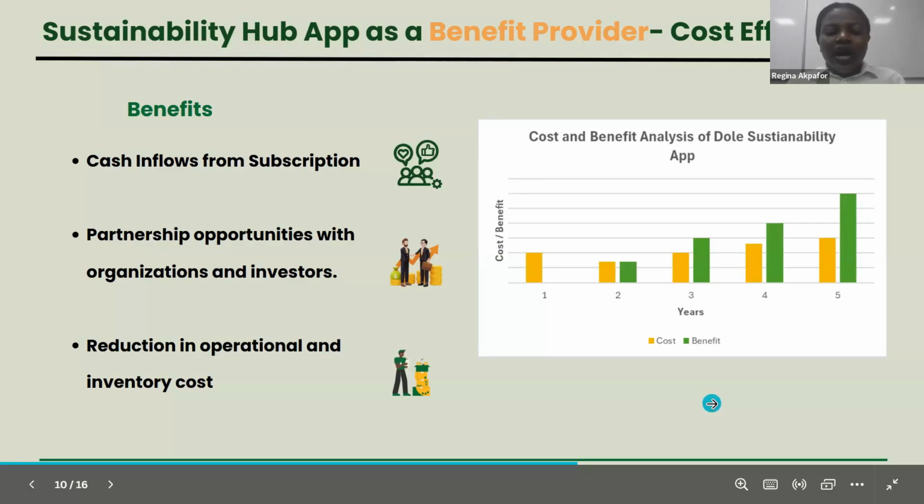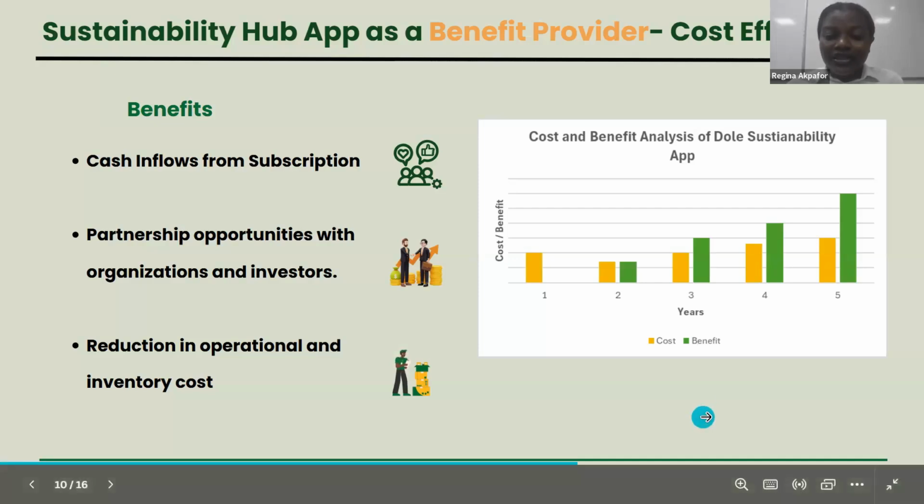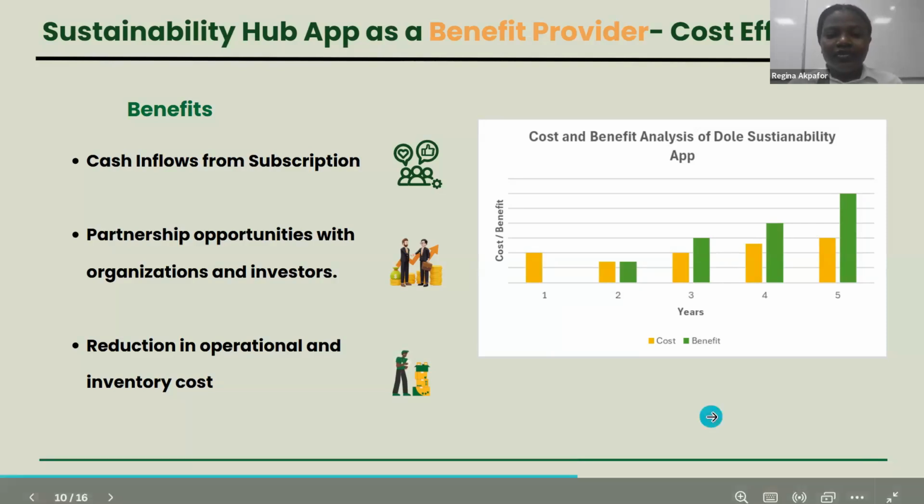Also, we believe that the usage level of a big business will not be the same as the usage level of a small retailer. So the subscription will be based on the sizes of the business. Also, because of the climate resilience aspect of our app, it will open opportunities for DOR to partner with organizations and investors who are more inclined toward climate resilience. And the last but not the least benefit is that it will reduce operational and inventory costs, as it will reduce the waste they are experiencing now drastically.